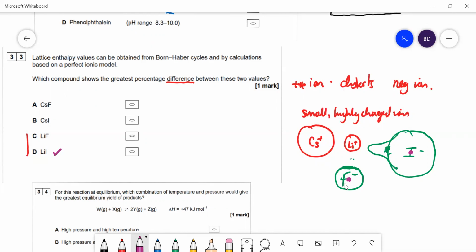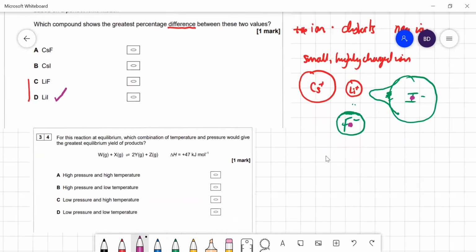So lithium iodide is the right answer. That would have the biggest distortion of the negative ions, or if you like, the most covalent character. So you get the poorest agreement between the theoretical and the Born-Haber values.